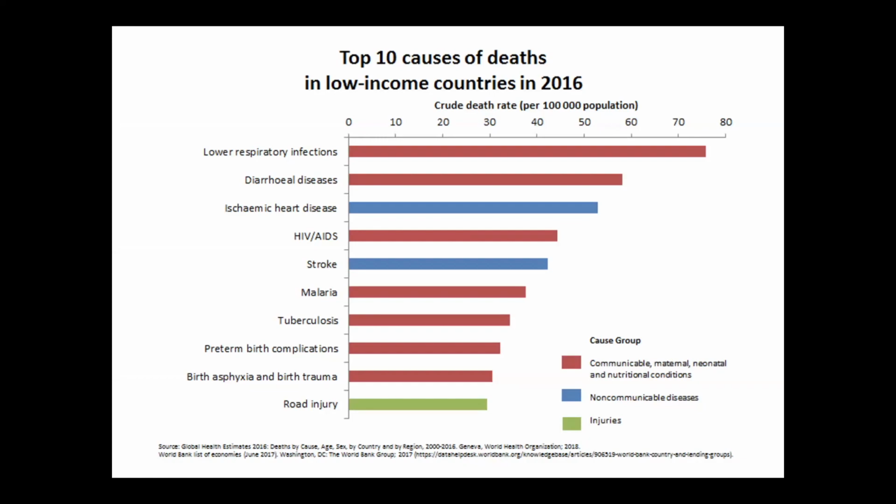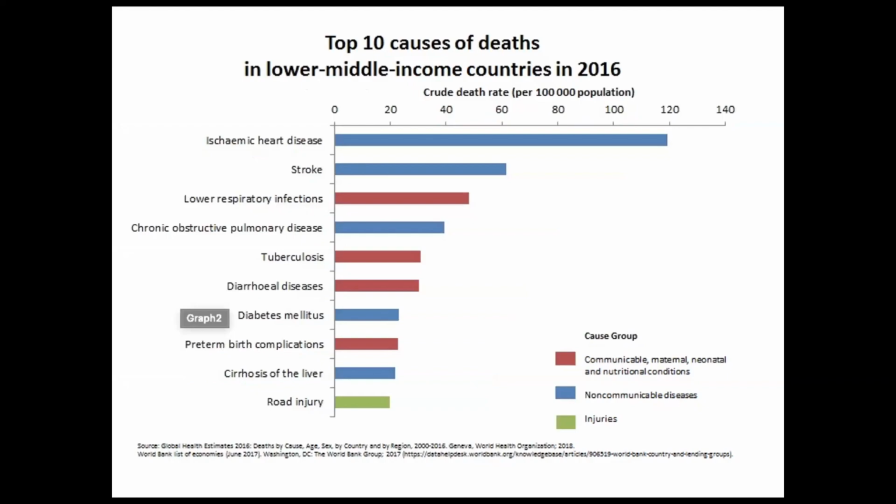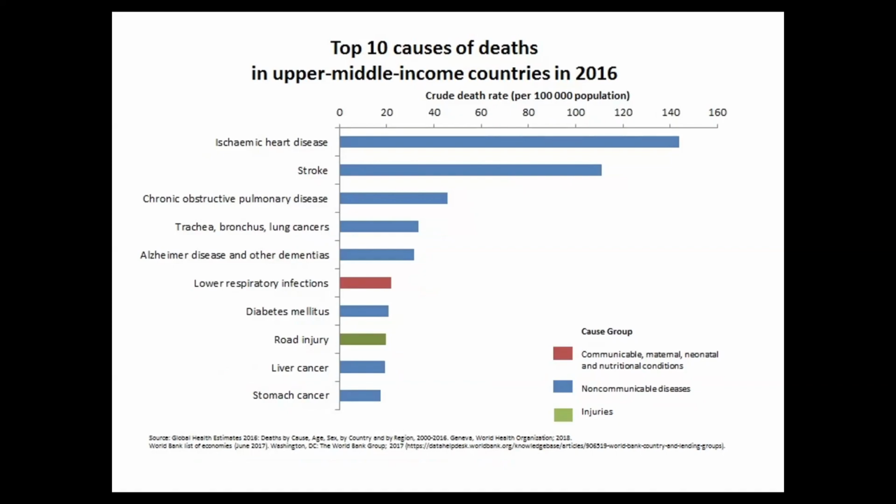And if you look at the top 10 causes of deaths in low-income countries, and I think that will be important as you see later in a couple of slides further down, you can see that lower respiratory infections and infectious disease in general are by far the most important causes of deaths in low-income countries. If you compare those to lower middle income, you'll see that the bars now shift, and ischemic heart disease is much more important, although lower respiratory infections become less important. And if you look at the upper middle income countries, you can see respiratory infections being of even less importance.